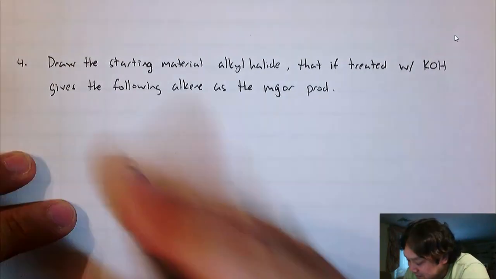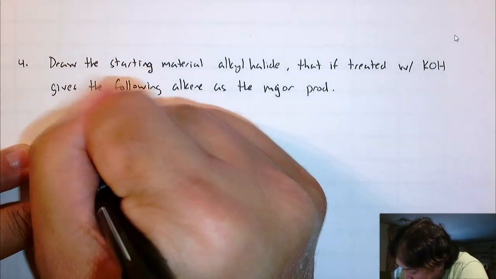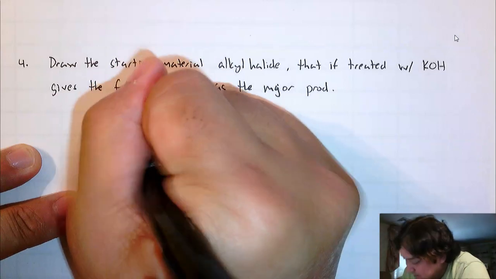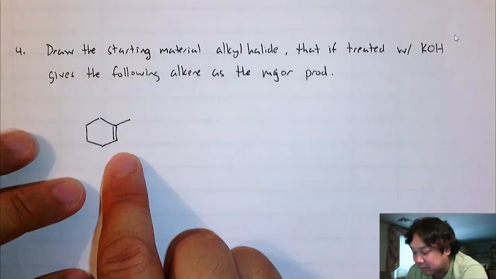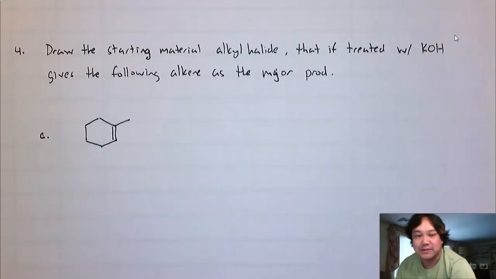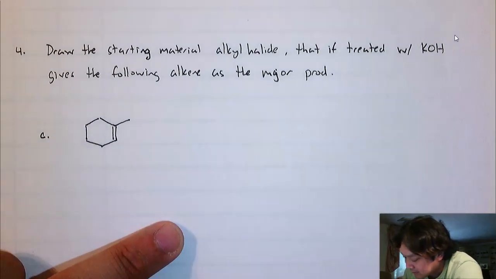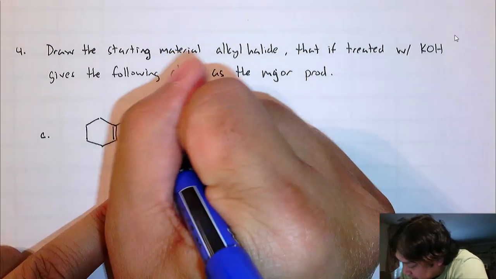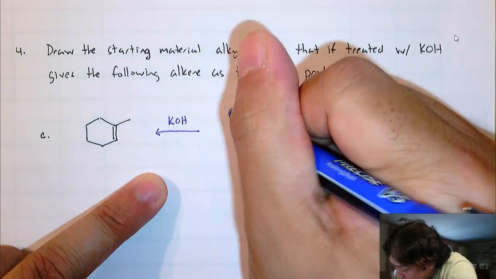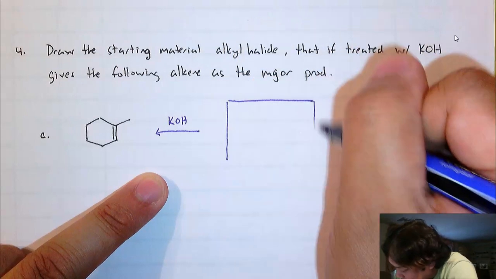And this is what I see. Okay, so that's one example, A. Oh my goodness. So what are they asking? What they're really asking for is, if I treat something with KOH, what is that alkyl halide originally looking like?